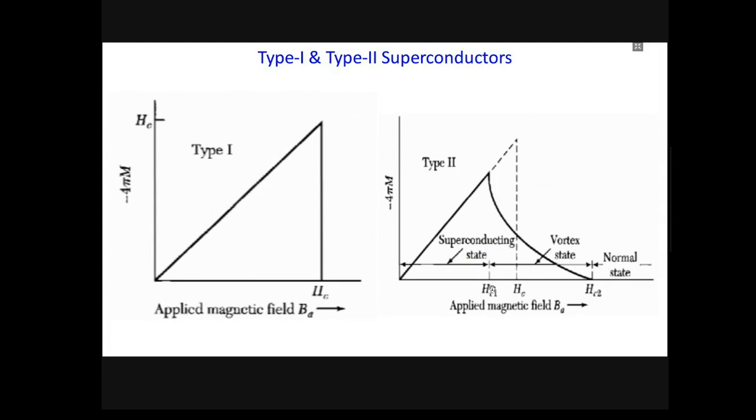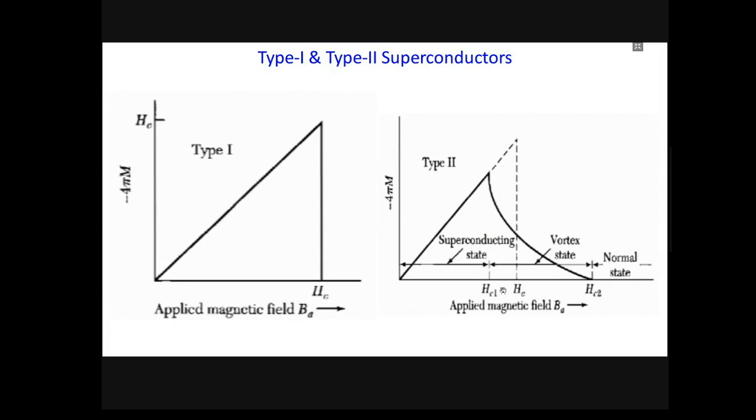Now, further, I will again increase the applied magnetic field in this kind of superconductor. What will happen? The superconductor will still act as a superconductor. However, some amount of flux lines, or some flux density, will penetrate into the superconducting material inside this kind of type 2 material. The flux lines will start penetrating.